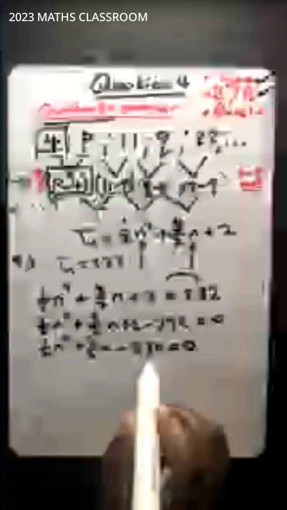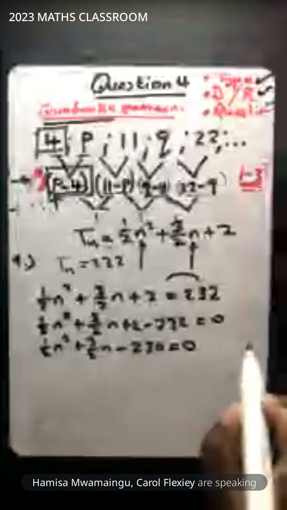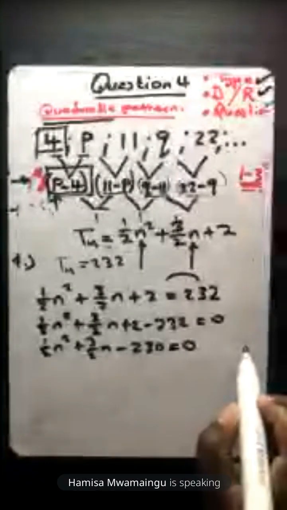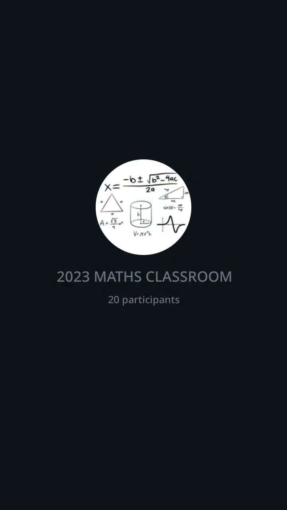For you to factorize, you will therefore get rid of that 2, meaning every term times 2, because you really want to get rid of that fraction.